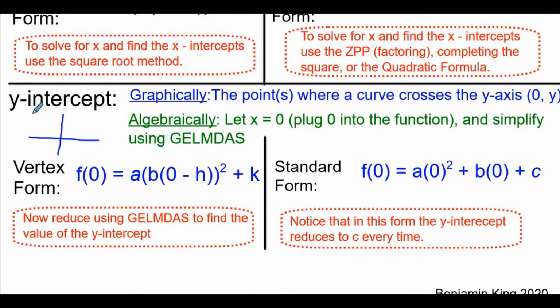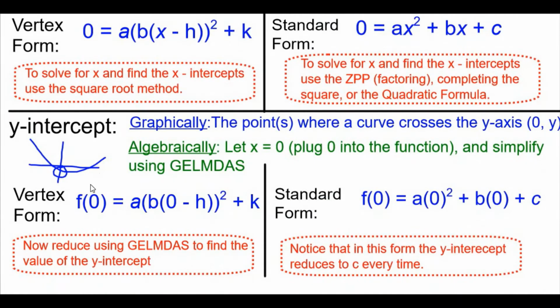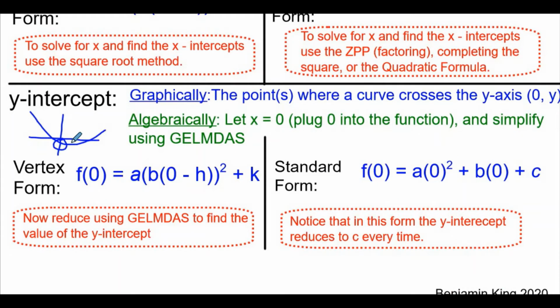So if I was looking at a graph, the graph would cross the y-axis somewhere. There would only be one ever. There always is one, unlike the x-intercepts, where there could be none. The y-intercept, there is only one. There's not going to be two, just one. You simply plug 0 in, and it's going to be labeled 0, comma, whatever that answer is, y.